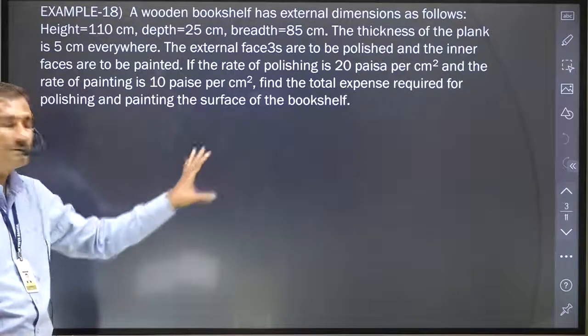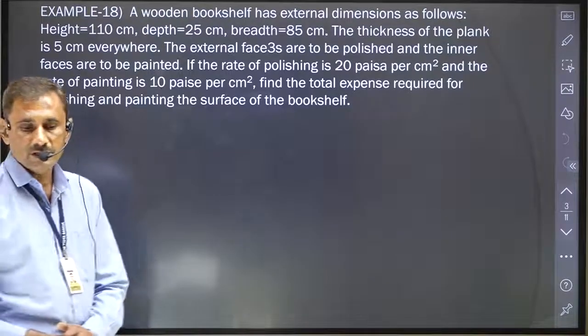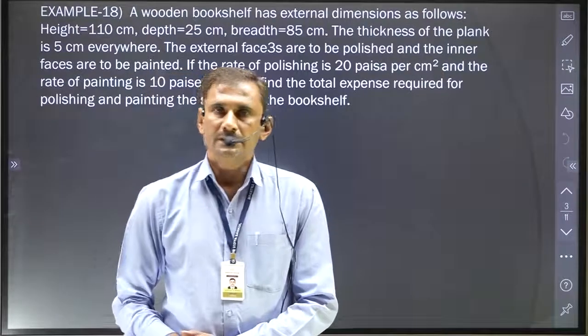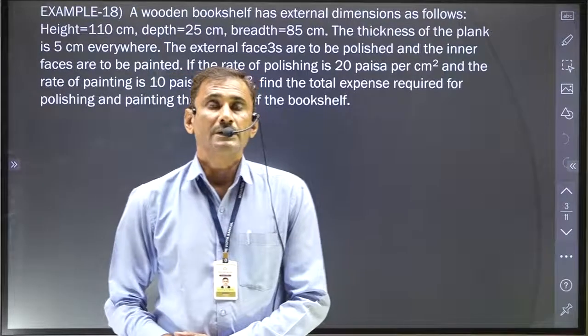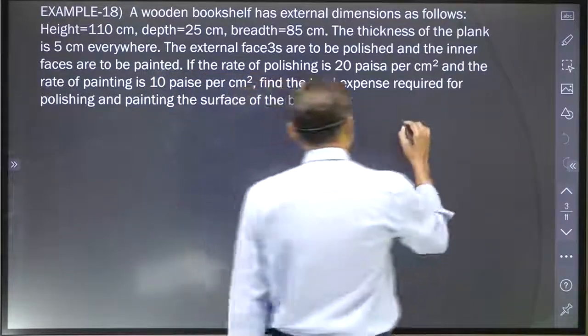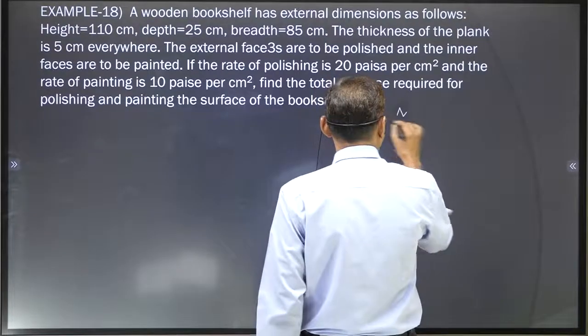Actually, you cannot see the figure here, so I try to draw it here. Okay, so it is just like a cuboid. Whatever the wooden bookshelf, its shape is a cuboid. But it is not only a cuboid. Some compartments are also formed there. So let's understand that first of all.